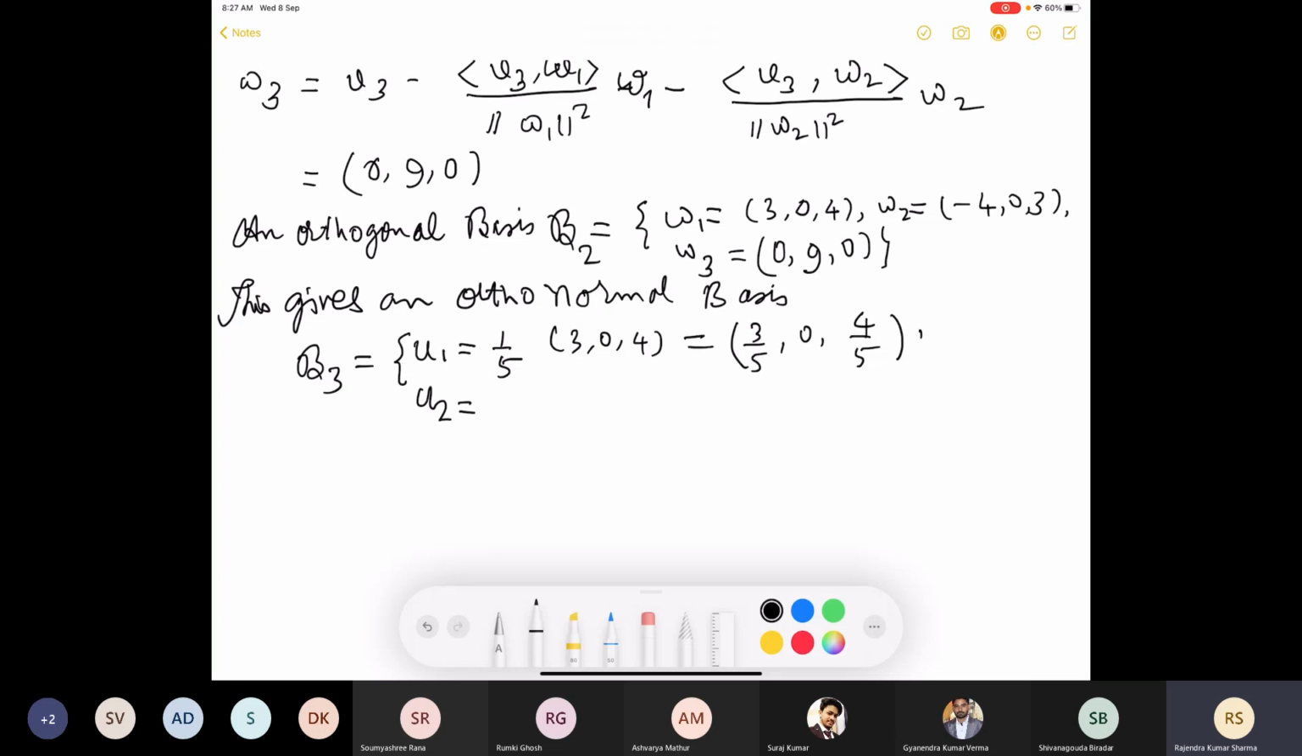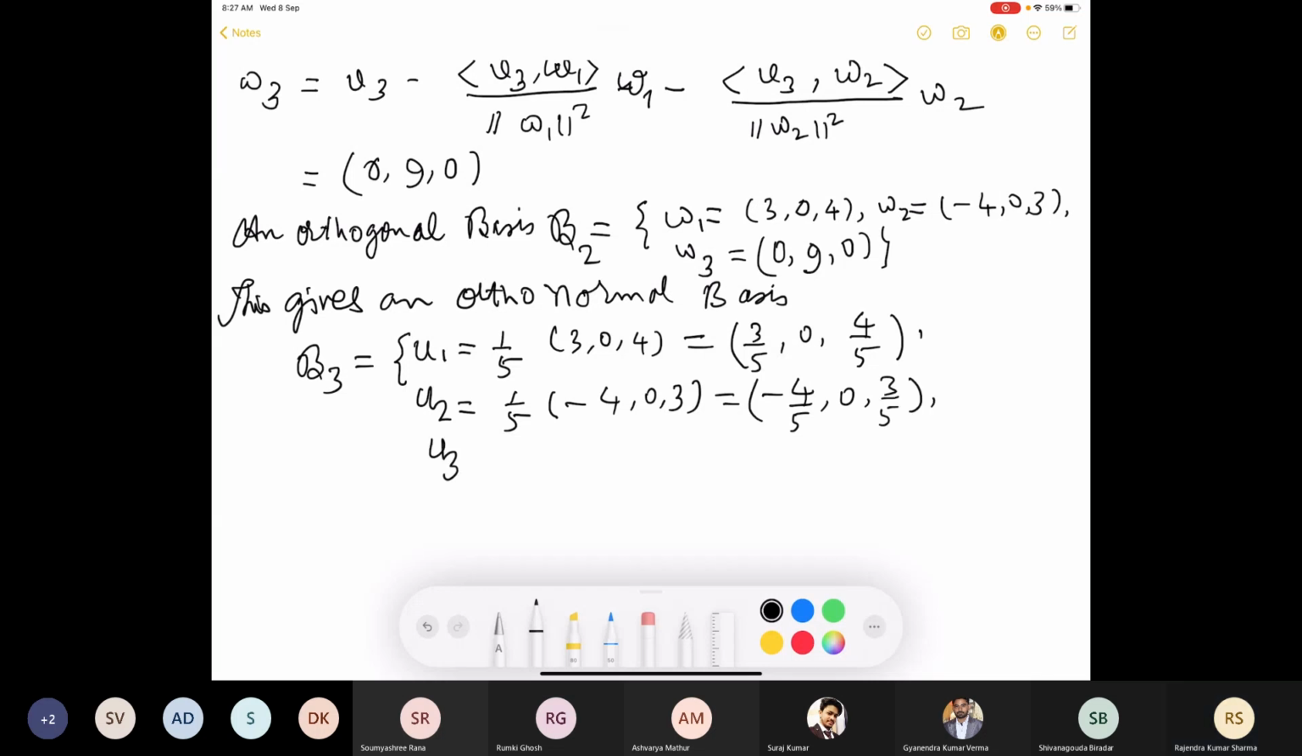U2 is then W2 by norm of W2. W2 is (-4, 0, 3), so the norm squared is (-4)² + 0² + 3², which again is 25, so the norm is 5. So U2 is 1/5 times (-4, 0, 3), that is (-4/5, 0, 3/5).